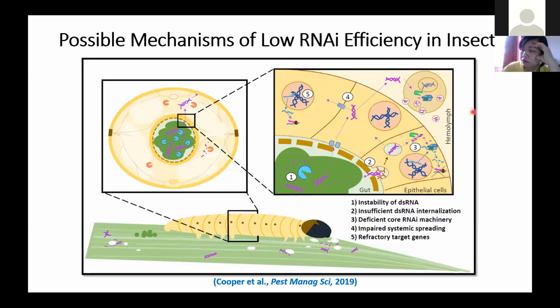So according to the literature, there are 5 mechanisms that are likely influencing RNAi efficiency in insects. The first is instability of double-stranded RNA in the hemolymph, in the gut contents, and sometimes the saliva, due to nuclease activity. The second mechanism is insufficient double-stranded RNA internalization, either through endocytosis or through the SID transmembrane channels. The third mechanism is possible deficiencies of core RNAi machinery, due to expression of those core pathway components. The fourth mechanism is impaired systemic spreading of that silencing signal throughout the body to all tissues. And the fifth mechanism is refractory target genes. Some genes cannot be suppressed due to their sequence and expression.